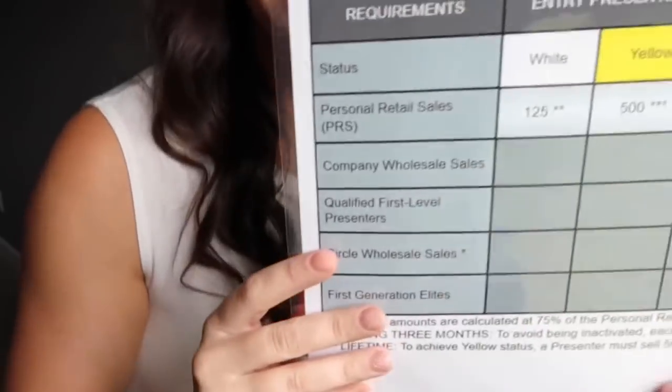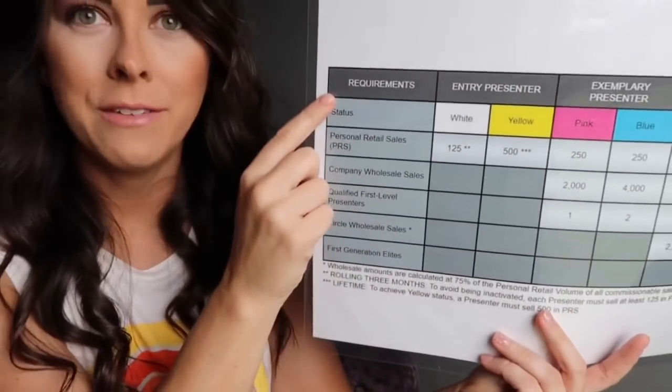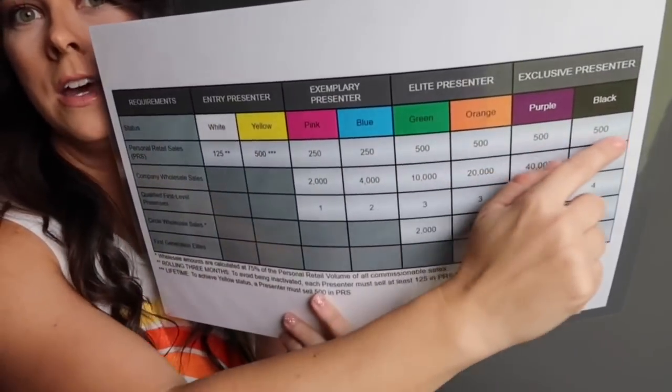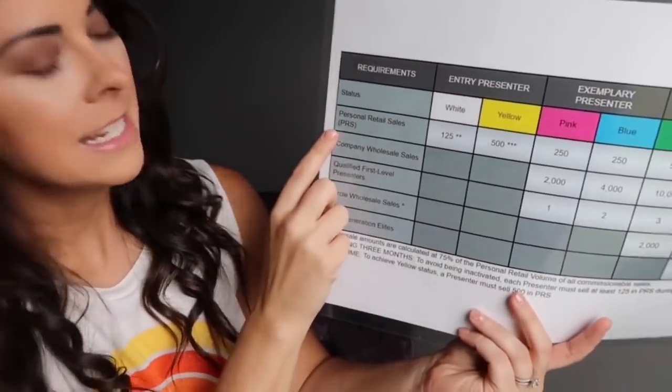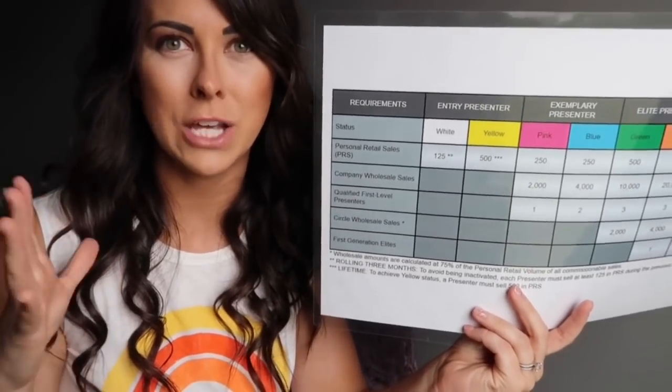So first off, I'm going to get up close and personal, and we're going to look at this right here, okay? Up top, we have your status. You can see as it goes across, it is the color status. Next is personal retail sales. You're going to hear us say and type PRS a lot. Personal retail sales are the sales you get on your website, whether it's your own sale, a sale through a party, or a friend or family coming to your website and purchasing a product. Any sale that goes through your website gets you PRS, personal retail sales, okay?